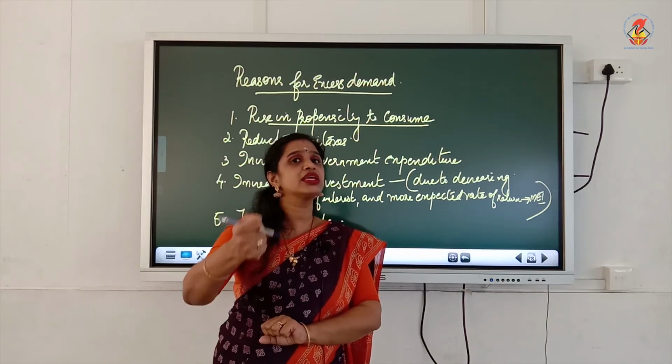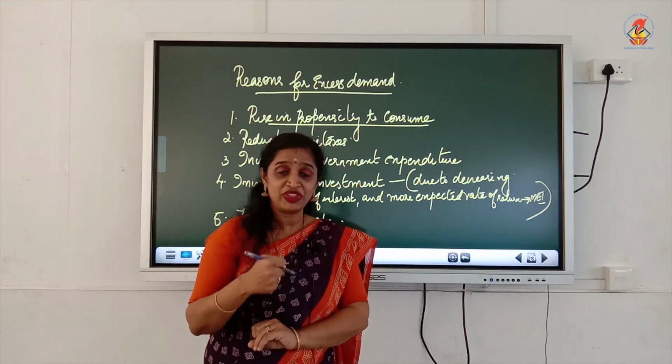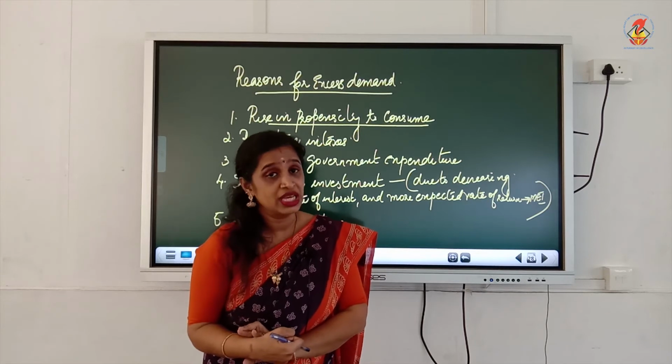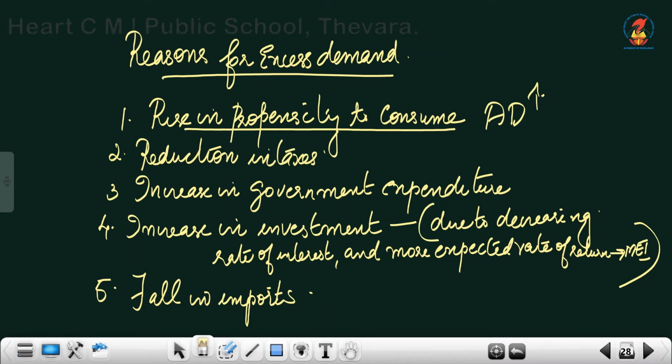When they are increasing their consumption, what does it mean? Their demand in the economy is more, their total expenditure is more. That means aggregate demand is high, as simple as that. So when aggregate demand is higher than aggregate supply, there is excess demand.